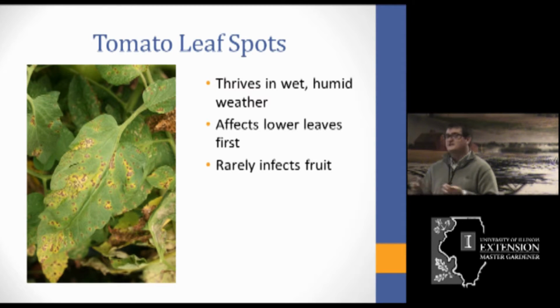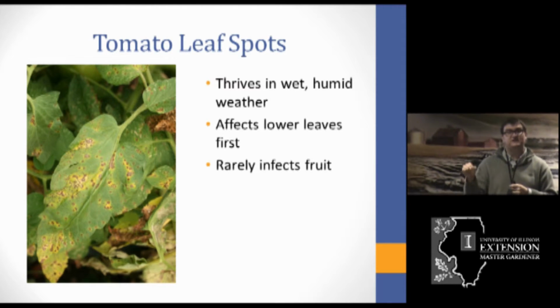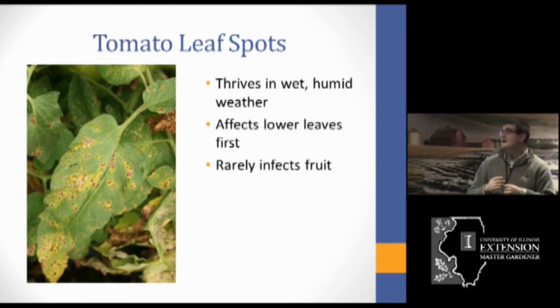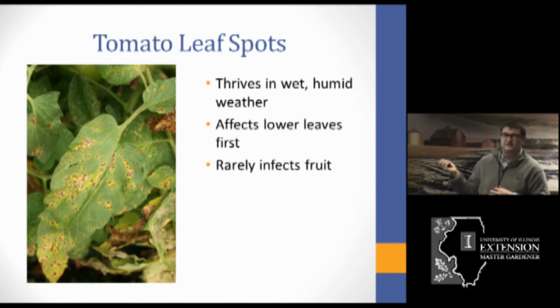So what it does is when it rains or when you water your tomato plants, fungal spores splash up from the soil onto the plant, and then it just works its way up as you go. These diseases rarely infect the fruit, but it is possible. But mainly you'll see spots on the leaves, just like here in the picture.